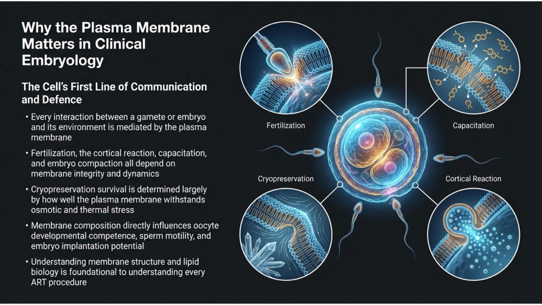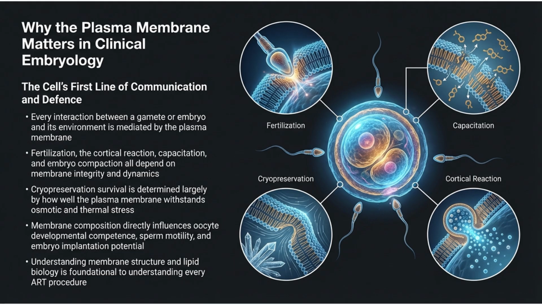When a sperm cell binds to an oocyte, that binding occurs at the membrane. When the cortical reaction sweeps across the oocyte surface to prevent polyspermy, it is a membrane event. When sperm undergo capacitation in the female reproductive tract or in our culture media, the membrane is where that transformation begins. When a day 5 blastocyst compacts and the cells begin pressing tightly against one another, the membranes of adjacent blastomeres are communicating and adhering. The membrane is not incidental to these processes. It is the stage on which they are performed.